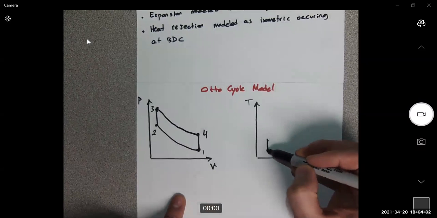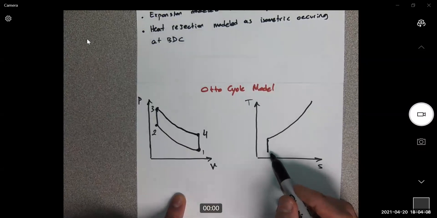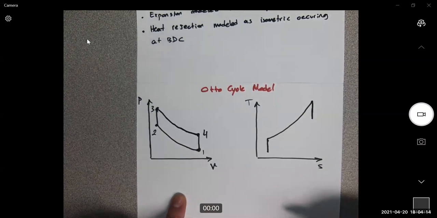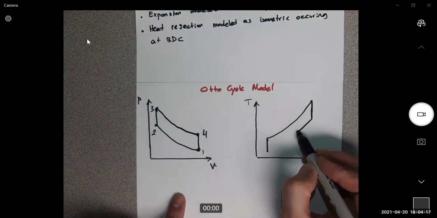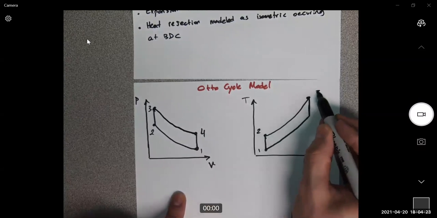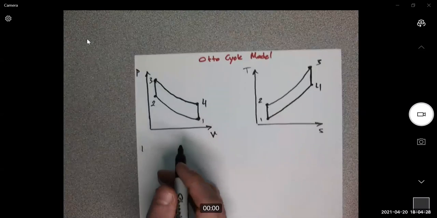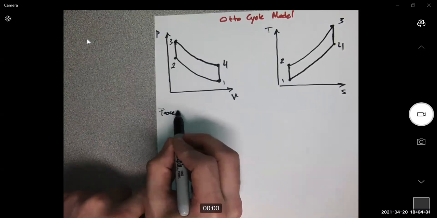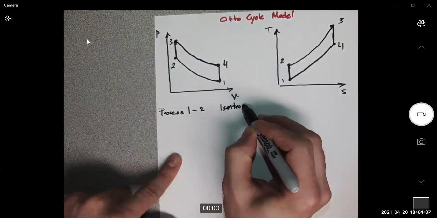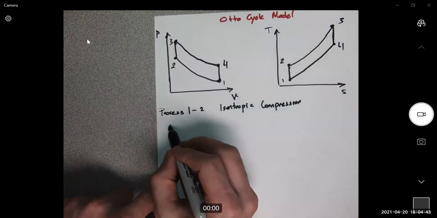On a TS diagram: isentropic compression, isometric heat addition, isentropic expansion, and isometric heat rejection. From one to two, which is isentropic compression.